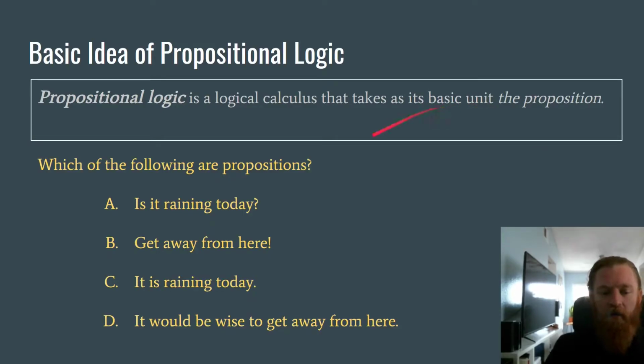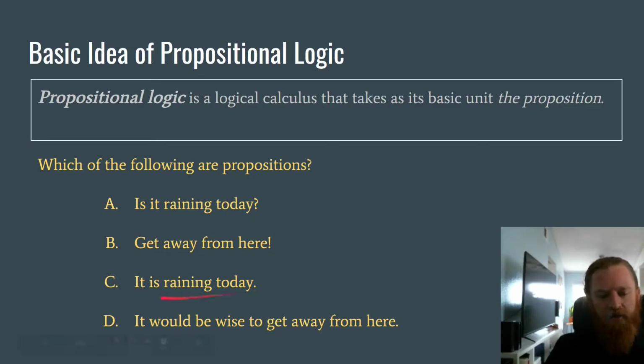So look at the following four sentences A through D and ask yourself which of them are propositions. Notice they're all sentences, but there's some difference between them. A is a question. It's asking whether it's raining today. It's not asserting a fact of the matter. Same thing with B. It's not asserting anything. It's simply commanding you to do something. Get away from here. By contrast, C and D both assert a state of affairs.